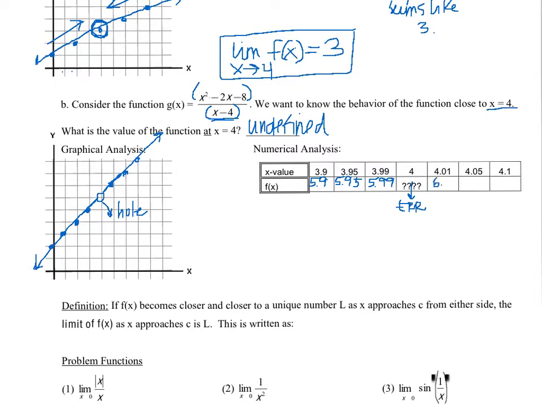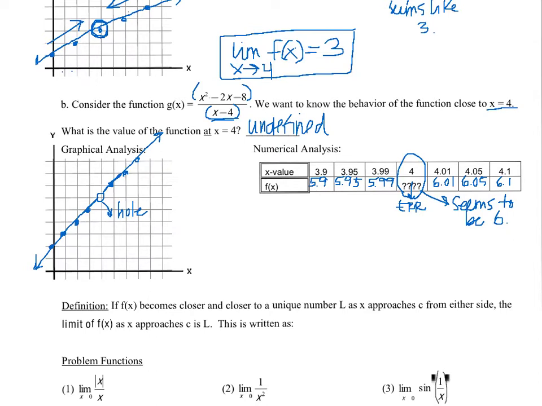So 4.01 is 6.01, 6.05, and 6.1. As I look at this, where do I expect the value to be at 4? Again, it seems to be 6. And I'm looking at this and I'm going, yeah, but I have an error.